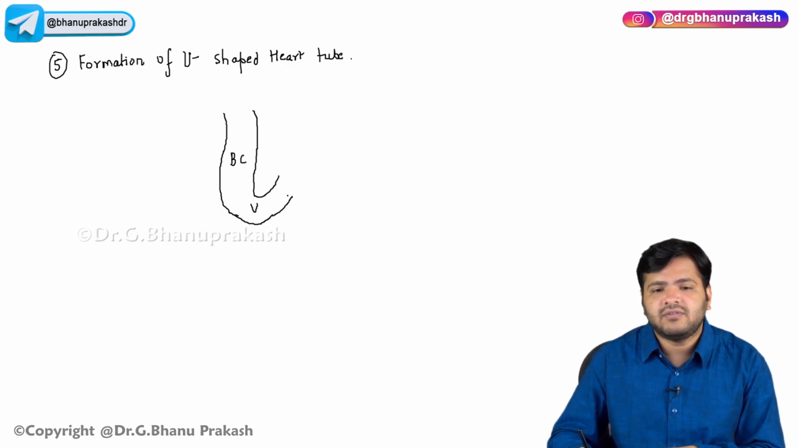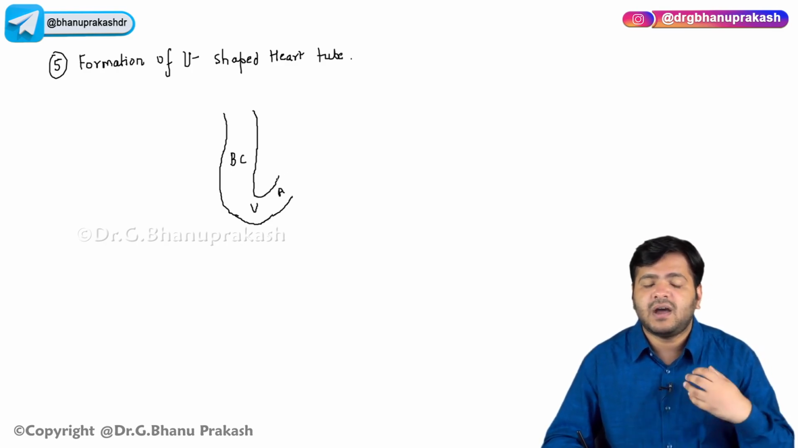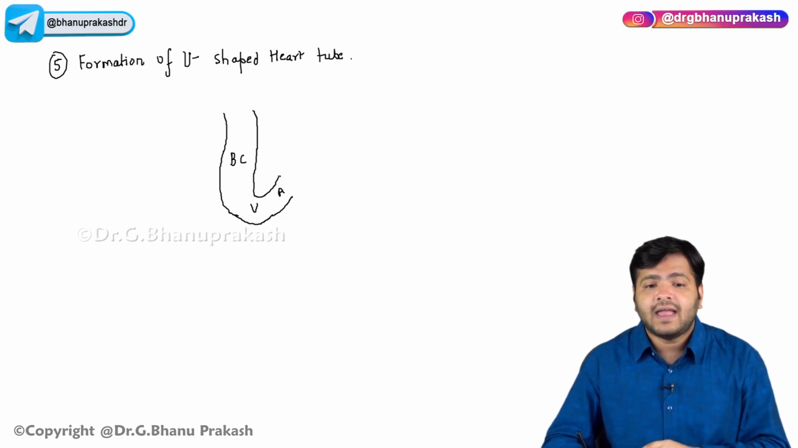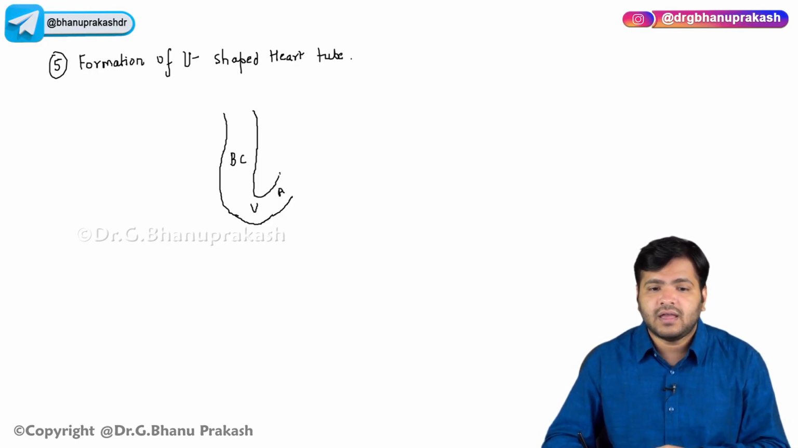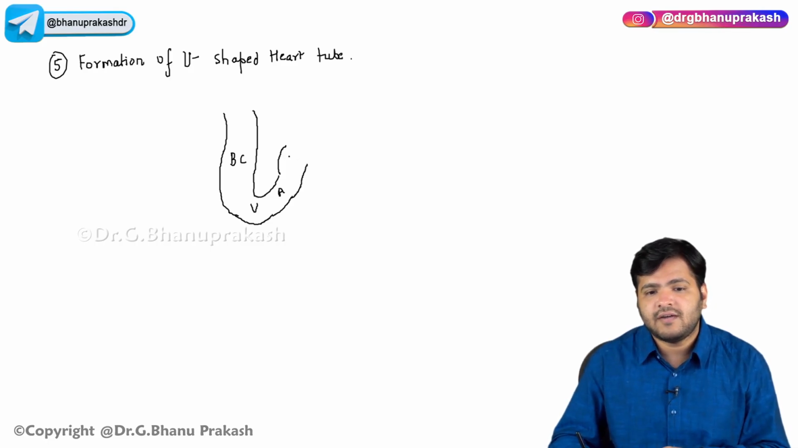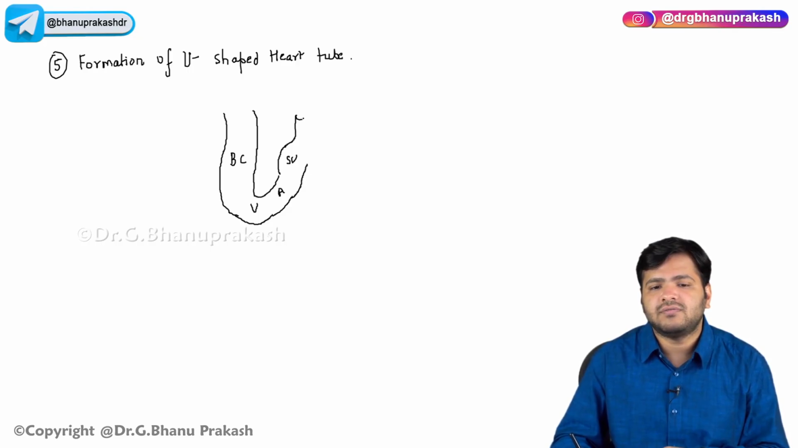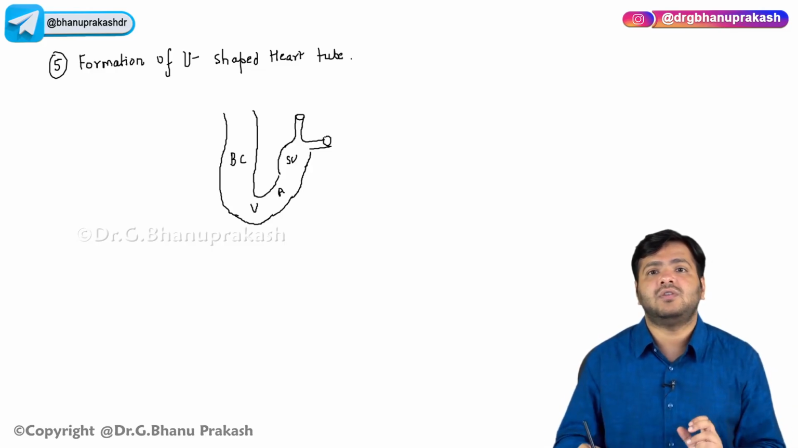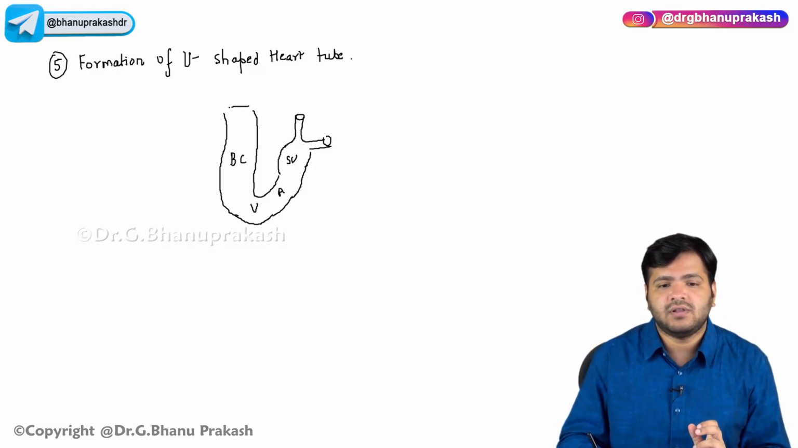Then we have the atrium part, which is going behind. And this atrium, we have the sinus venosus, and this sinus venosus has two horns. We have these two horns of the sinus venosus. So somewhat this is how the structure will look.